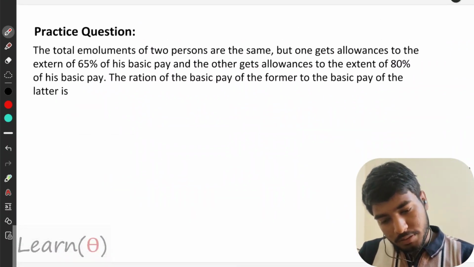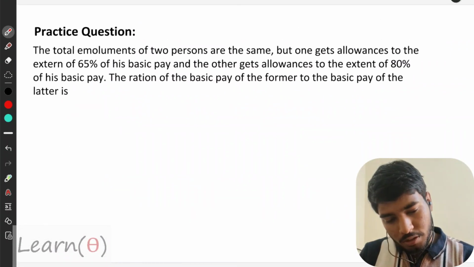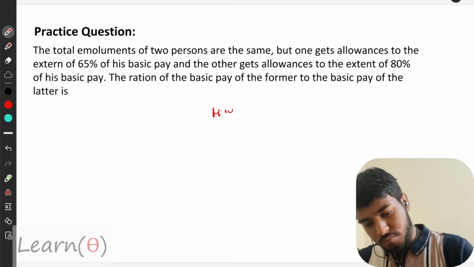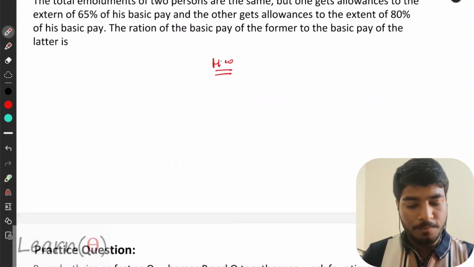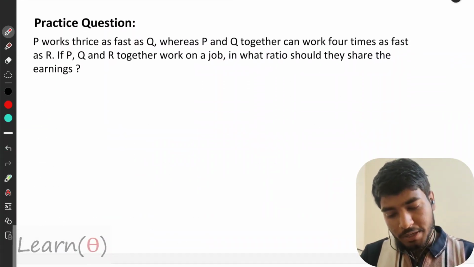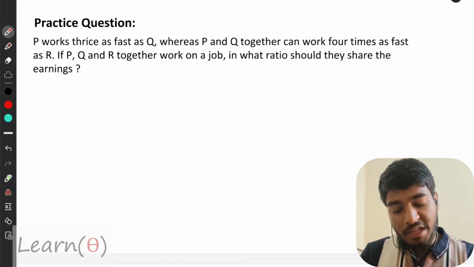Okay, I think this is a good question. Do it as homework. Okay, let us take this question. P works thrice as fast as Q.